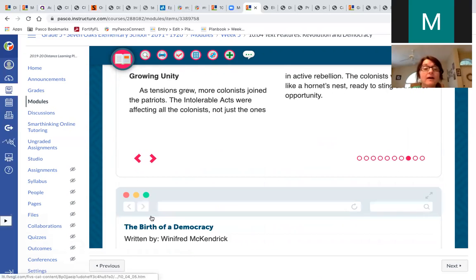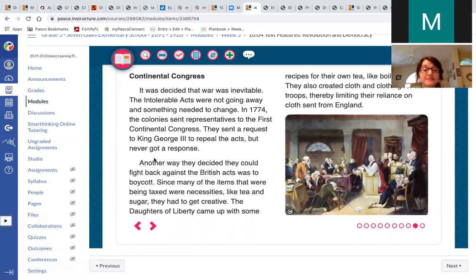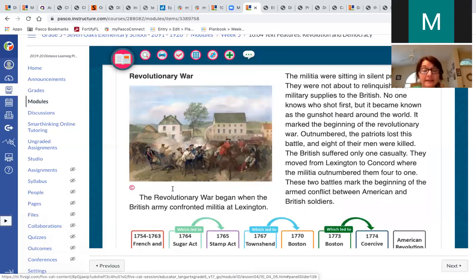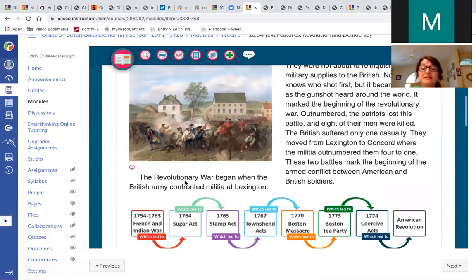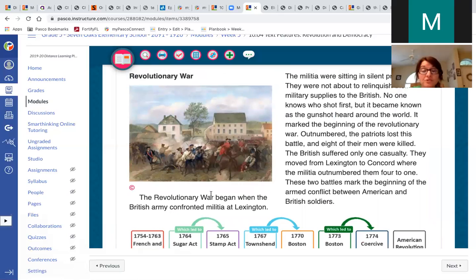And let me go on. And then Growing Unity and the Continental Congress. Read through that slide carefully. And then the Revolutionary War. All right, so this slide is going to go through the Revolutionary War and how it began when the British Army confronted militia at Lexington.